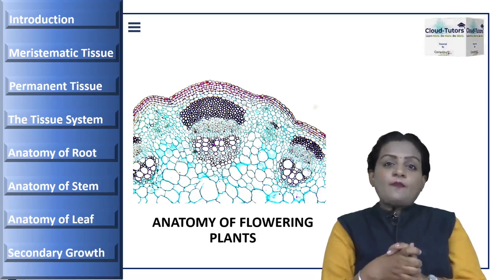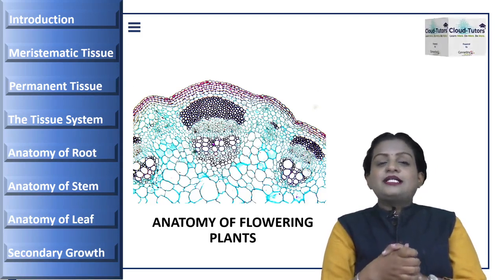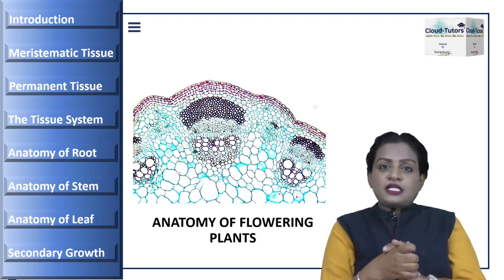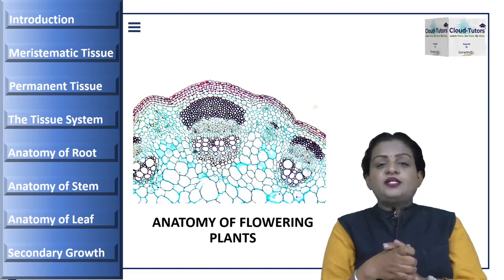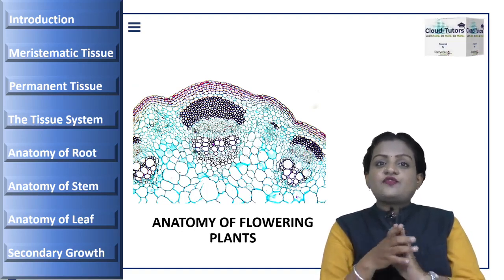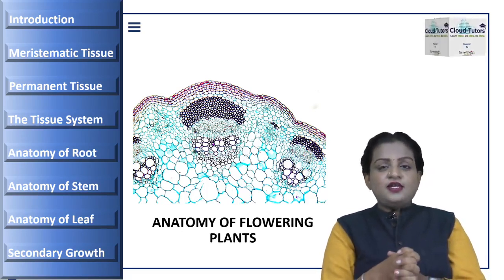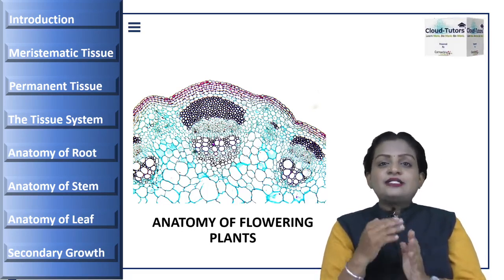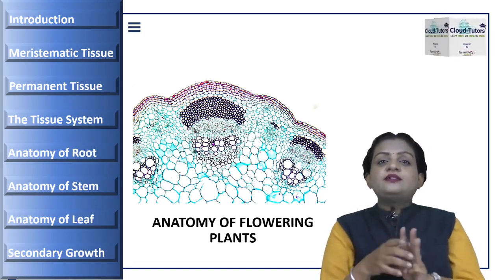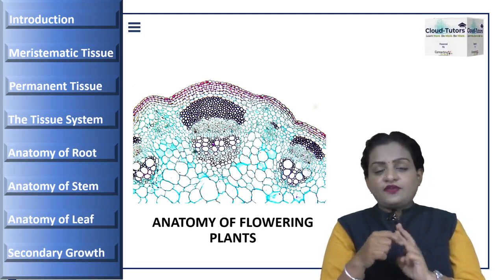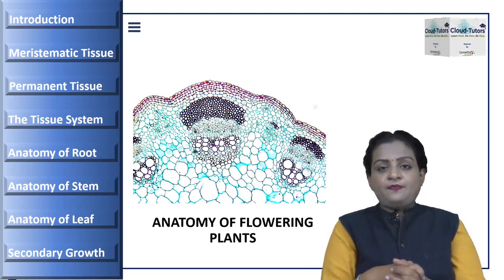Second group was complex permanent tissue. We have two types, xylem and phloem. Xylem has four elements: tracheids, vessel, xylem fibers and xylem parenchyma. Vessels are characteristic feature of angiosperms. Tracheids are present in all vascular plants. Xylem conducts water in one direction, root to shoot. Three elements are dead: the tracheids, vessels and fibers. Only living element in xylem is xylem parenchyma.